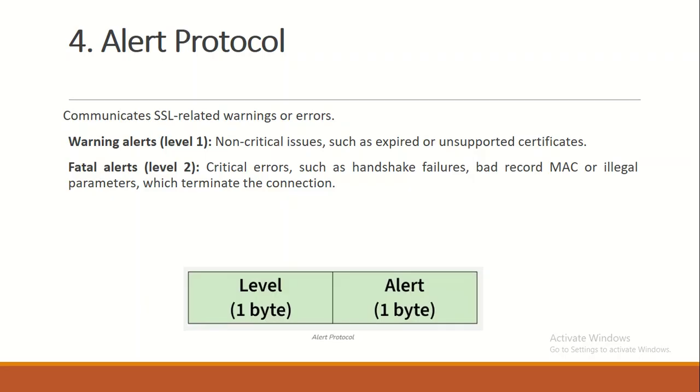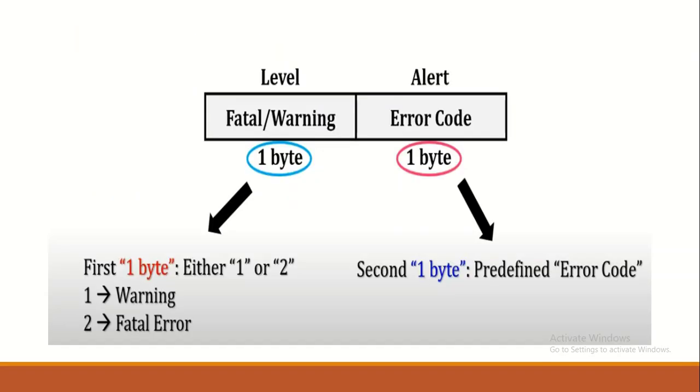If a fatal error occurs, our system will hang or some problem will occur. In this level we have to mention the alert level 1 byte as well as the error code 1 byte. Each represents 1 or 2. If the level is one, it is taken as a warning, and two means a fatal error.